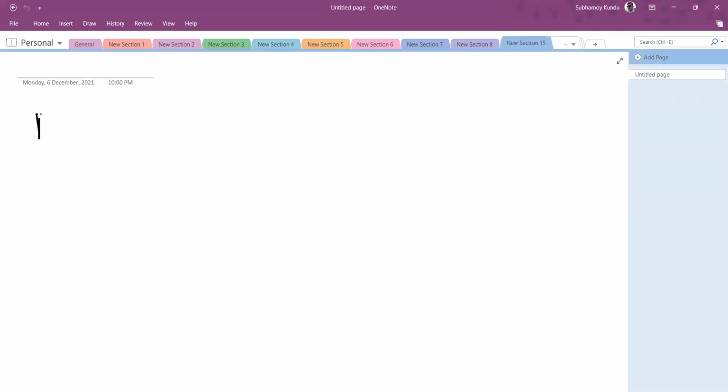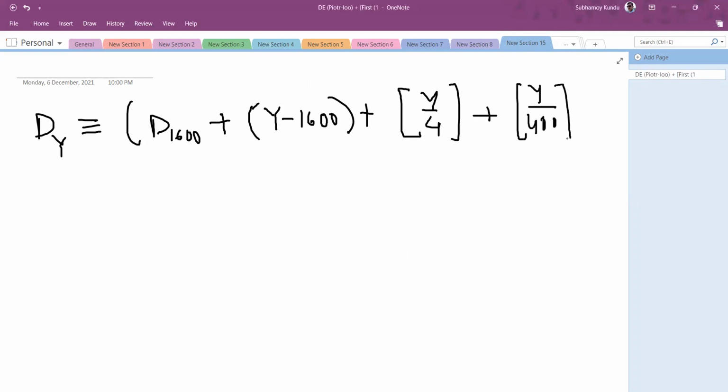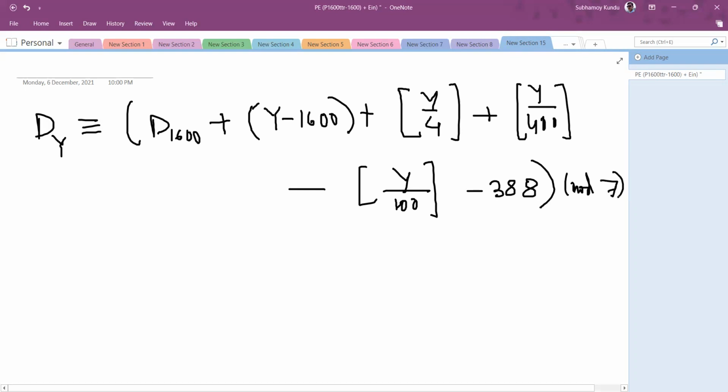So by that idea, D y is now congruent modulo 7 to D 1600 plus y minus 1600 plus floor of y by 4 plus y by 400 minus floor of y by 100 minus 388. This number is congruent modulo 7.